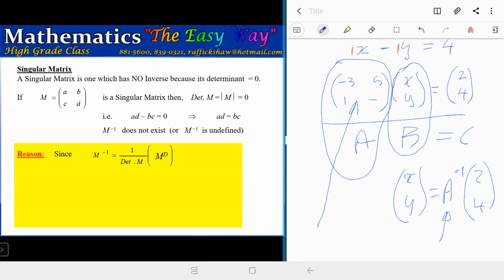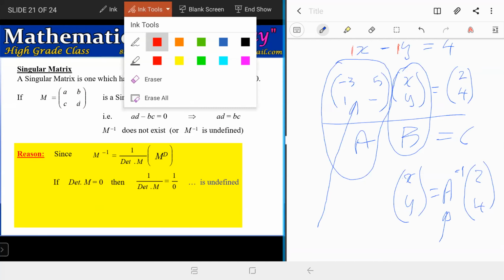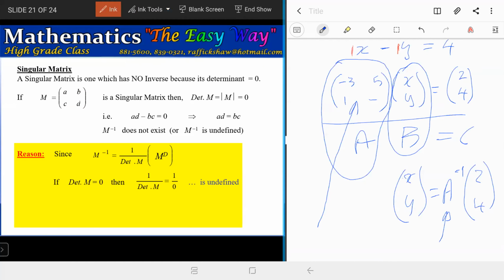Now, remember that the formula for calculating the inverse is 1 over the determinant multiplied by the adjoint. I hope somebody sees it already. Why, if the determinant is 0, does it have no inverse? Because if the determinant is equal to 0, then in calculating the inverse, we have to put 1 over the determinant.